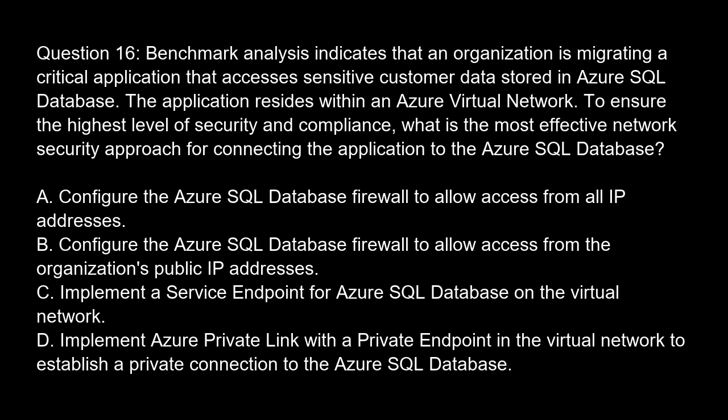Option A. Configure the Azure SQL database firewall to allow access from all IP addresses. Option B. Configure the Azure SQL database firewall to allow access from the organization's public IP addresses. Option C. Implement a service endpoint for Azure SQL database on the virtual network. Option D. Implement Azure Private Link with a private endpoint in the virtual network to establish a private connection to the Azure SQL database.